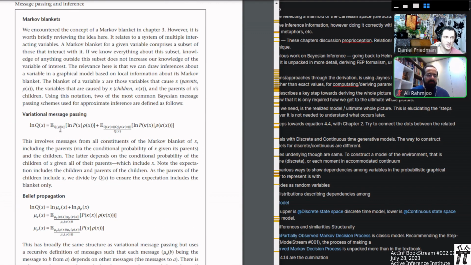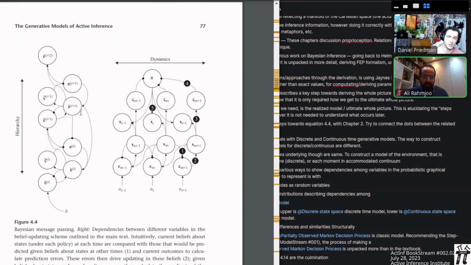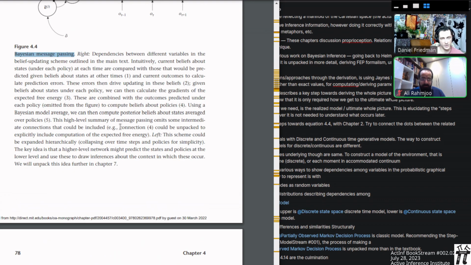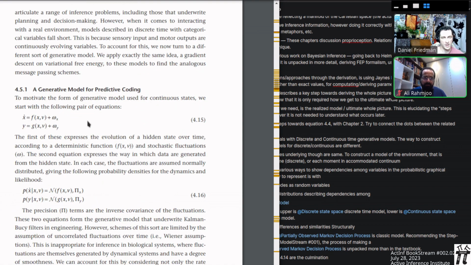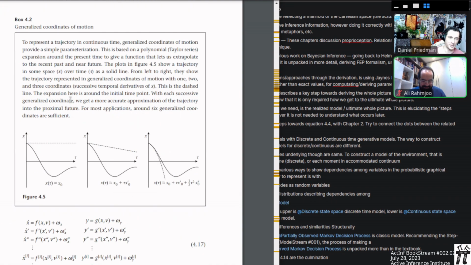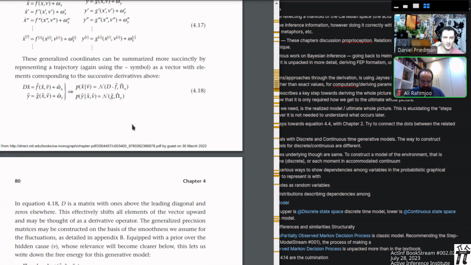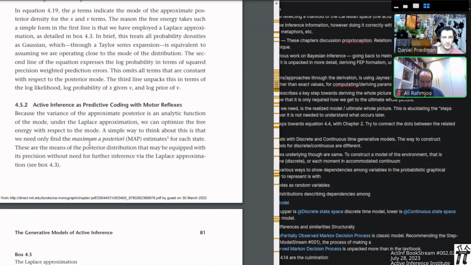First is Markov blankets. We won't go into it here, but kind of footnote that or look at some other places where we talk about it outside of this chapter overview. Figure 4.4, Bayesian message passing. Again, a big topic. Let's kind of just go past it now. We're back to the regularly scheduled continuous time generative model discussion. And then another box on the generalized coordinates of motion. So taking position plus derivatives of position. And that has some beneficial properties that are described and unpacked also elsewhere.